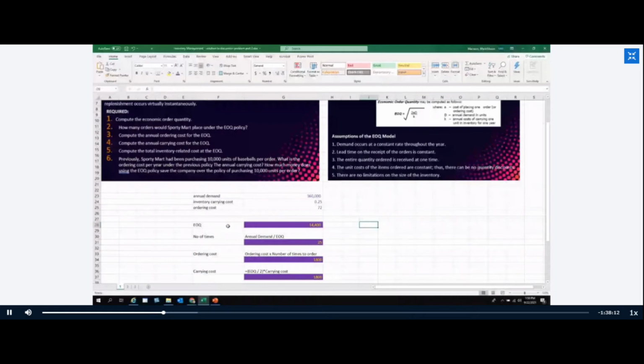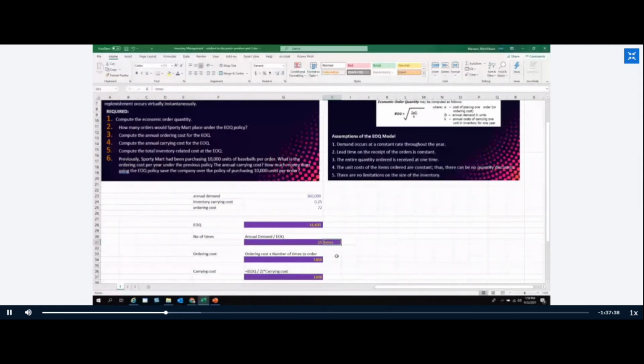Number two, how many orders would Sporty Mart place under EOQ? So the formula is annual demand divided by EOQ. Basically, ang tinatanong sa number two is gaano ba karaming order yung dapat natin gawin throughout the year, no? So meron tayong annual demand of 360,000 divided by 14,400. So therefore, we should order 25 times, no? Para lang hindi ako malito, 25 times.